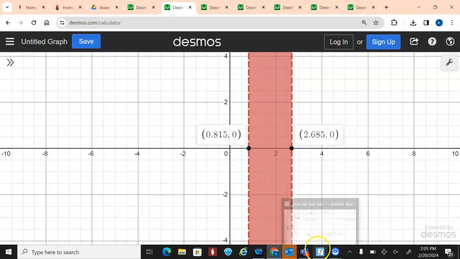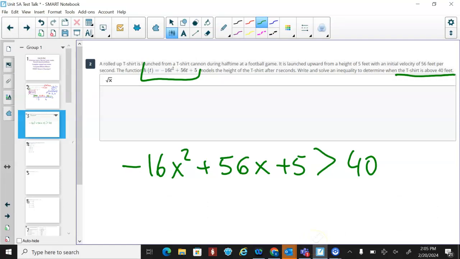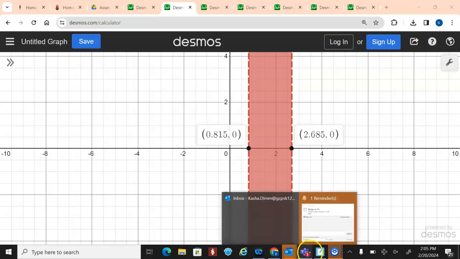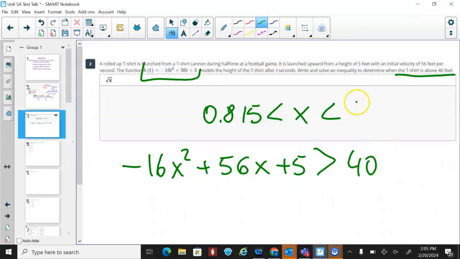So when I'm writing my inequality here, I know it's in between the points. So 0.815 less than x less than the other point, which is 2.685. Okay, so again, it is shaded in the middle, so you do not have infinity signs. You are in between the points. So this point is less than x is less than this point.